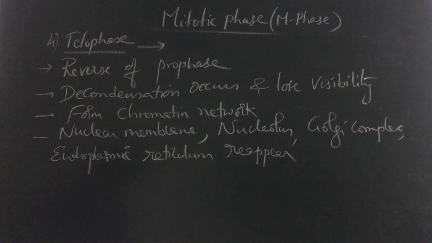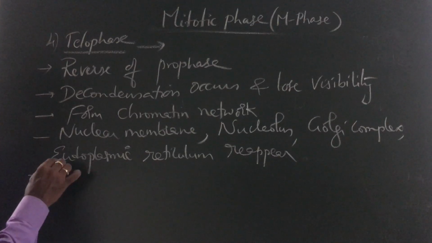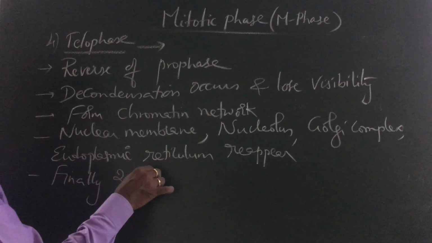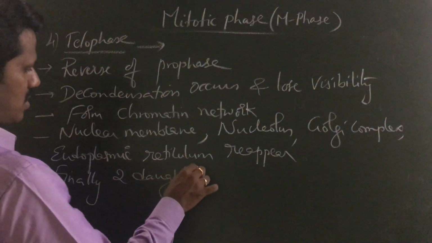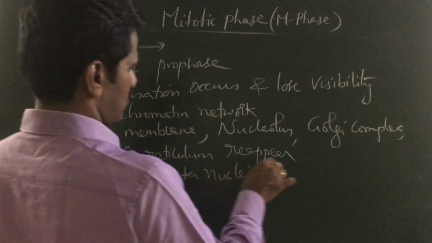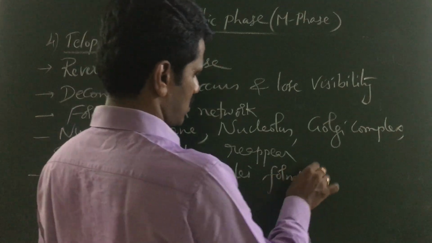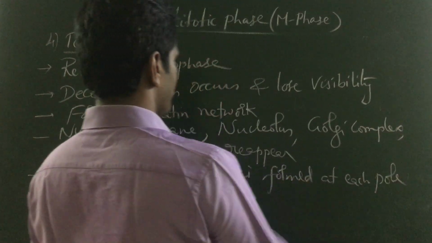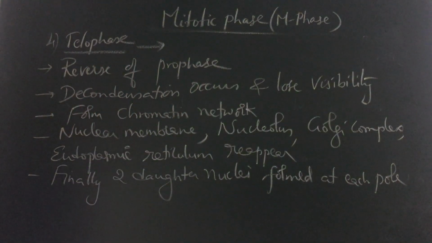So finally, two daughter nuclei are formed at each pole. Two daughter nuclei formed at each pole.